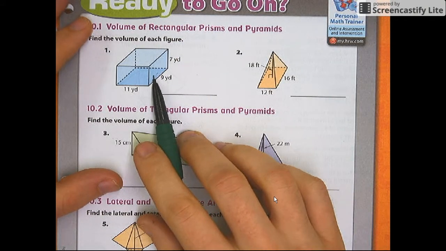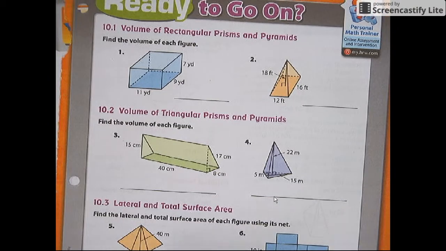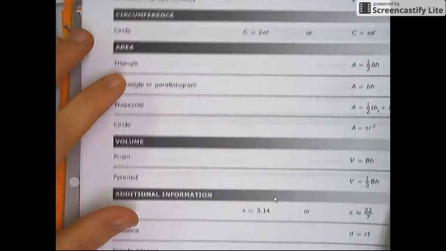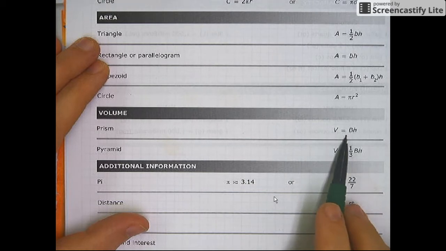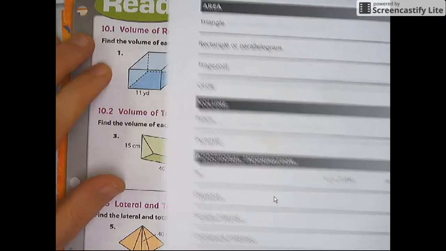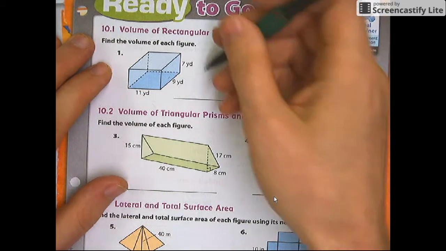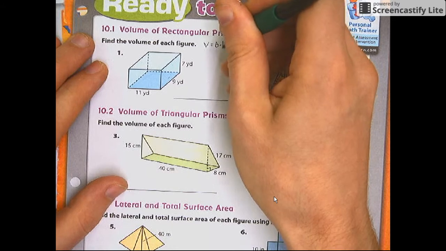So if I look at my star chart, which I happen to have, I see that the volume of a prism is given to me by volume equals the area of the base times height. So I'm going to go ahead and write that here on my problem. Volume equals area of the base times height.